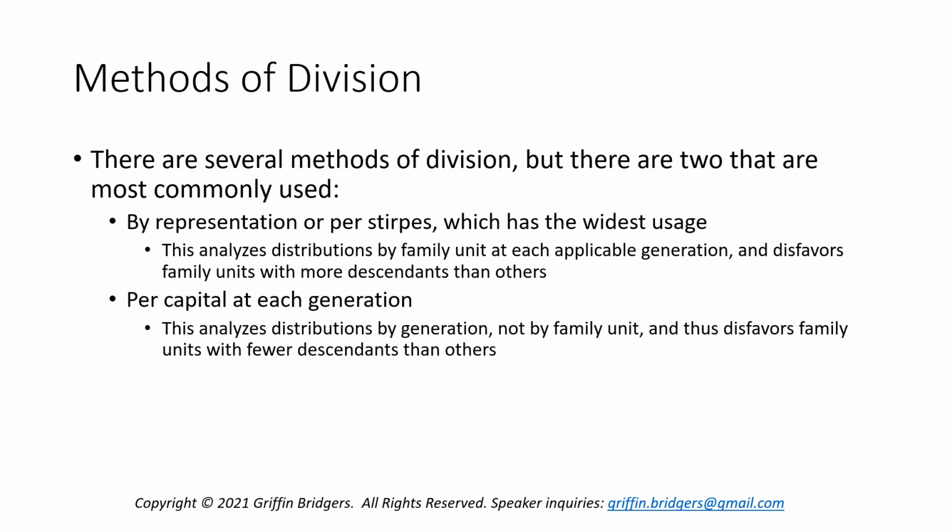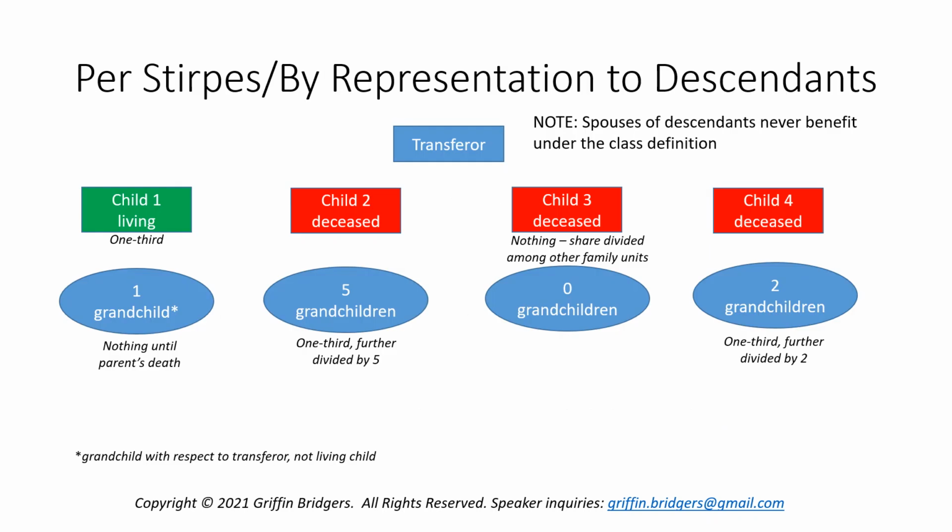And really, at the end, what we're going to see is this disfavors family units with more descendants than others. Then, there's a typo here. This should say per capita at each generation and not per capital. But this is a distribution scheme that instead analyzes distributions by generation and not by family units. Ultimately, this is going to disfavor family units with fewer descendants when compared to others with more descendants. So we'll see how this is illustrated.